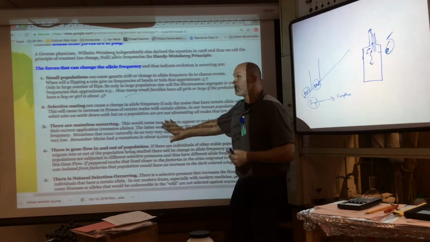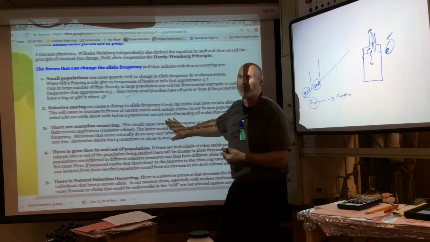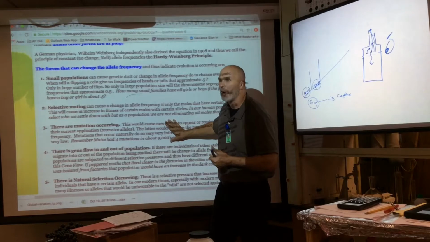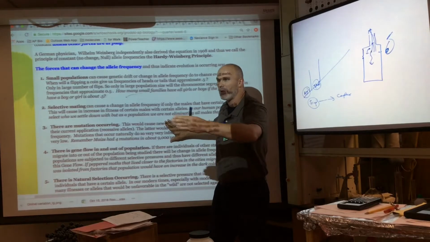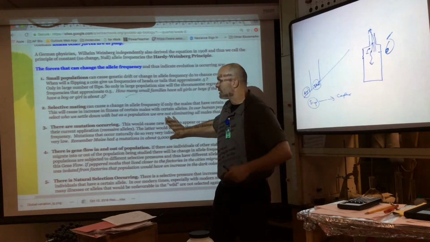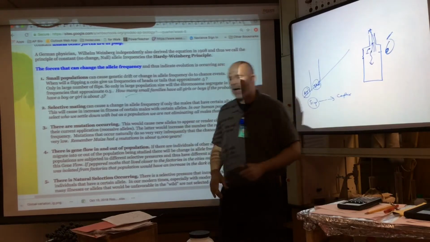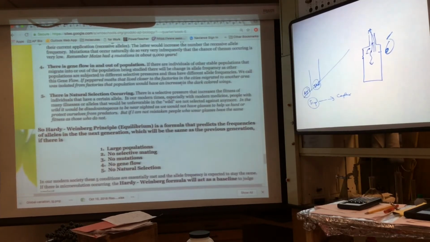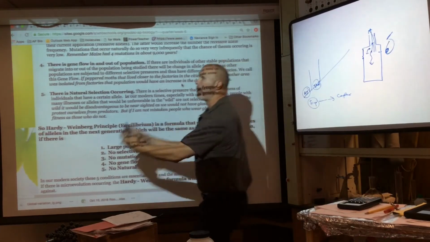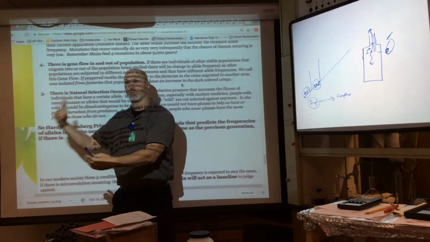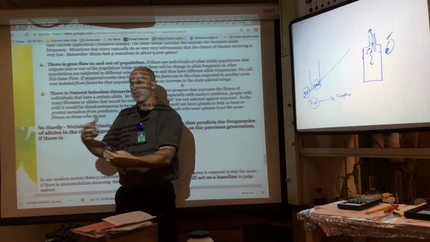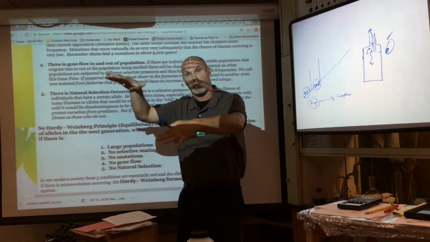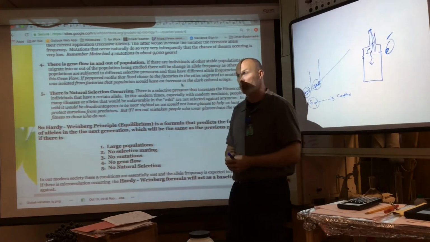Okay, what else? Mutations would mess this up, but we know mutations are slow. For as long as we live, and however many generations we need, this is not going to mess things up. How about gene flow? They call this gene flow, in and out of a population. If I have a small population, and individuals come into my population with different alleles, won't that mess up my allele frequency? Absolutely. That would be evolution.